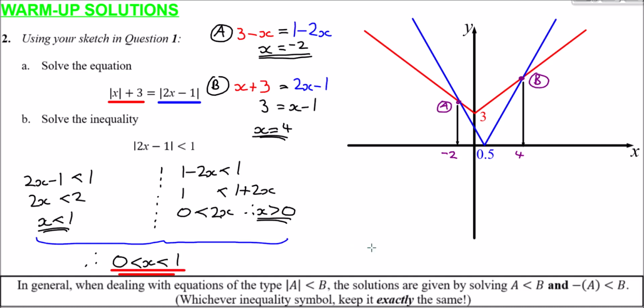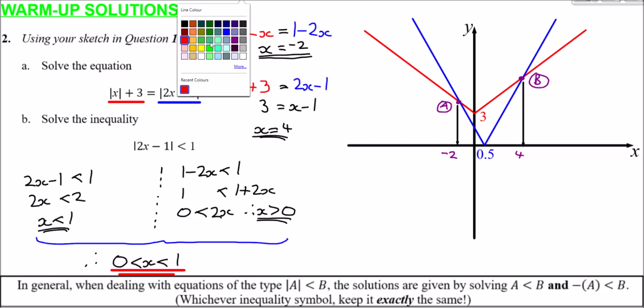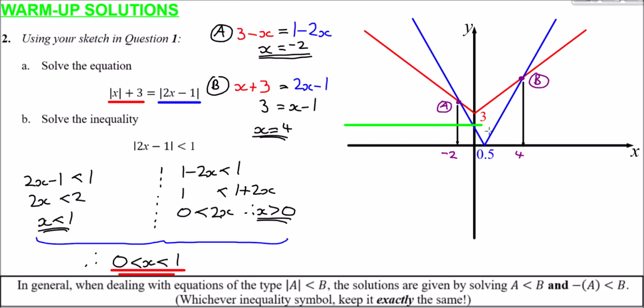Now we can picture this on our diagram. Essentially, we want where 2x minus 1 all modded, the blue, is underneath the line where y equals 1. So if I draw the line y equals 1, like so, essentially we're wanting the piece of the blue graph which is underneath the green. So we want this section here, or that section there. Anywhere in between 0 and 1 is where it's underneath the green line, representing where y is equal to 1 here.